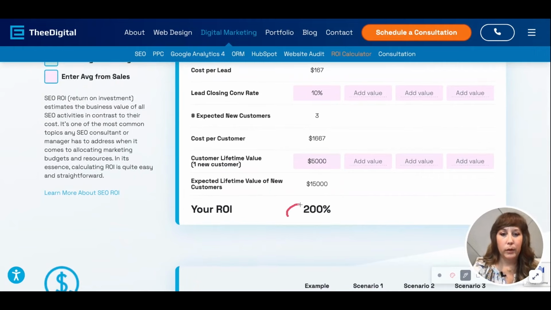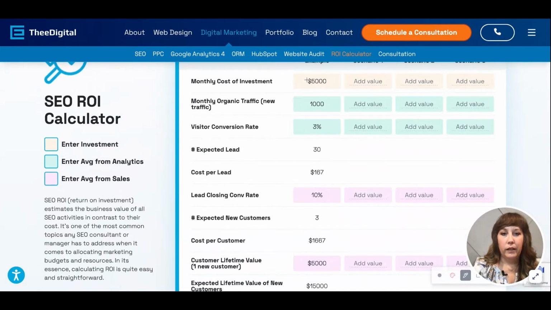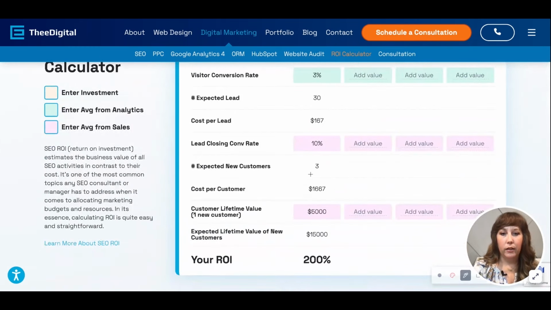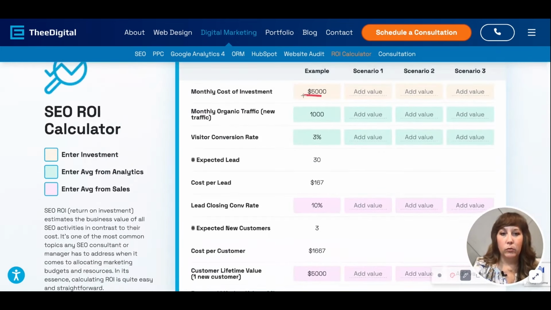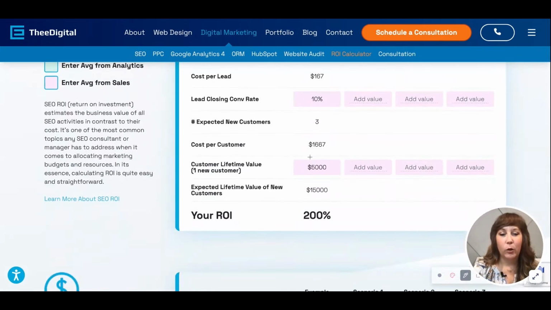So in this example, we come up to an ROI of 200%. If you were to spend $5,000 and you get 3 new customers worth $5,000 each, then you take $15,000 minus what you originally spent, $5,000, and then divide that by 5,000, and you'll get 2. In other words, if you spend $1 in SEO, you can expect a return of $2. Or if you multiply that by 100, then if you spend $100 on SEO, you can expect a return of $200. And that's how we arrived at 200%.